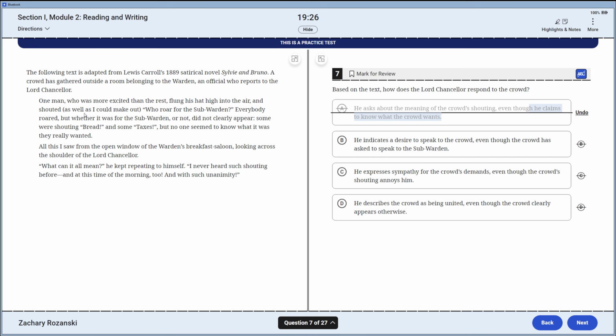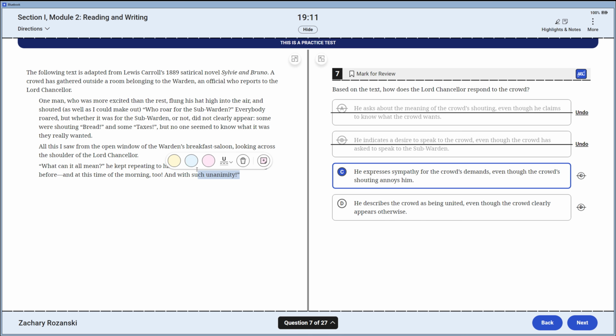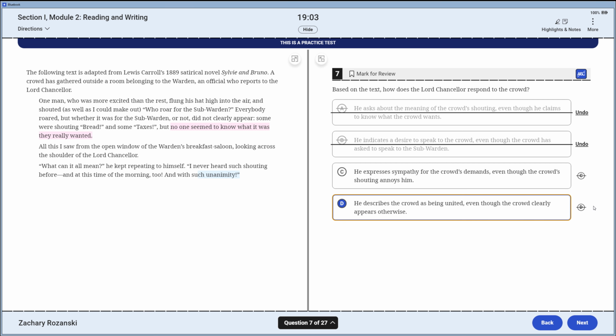Who are we talking about? Lord Chancellor. Shoulder of the Lord Chancellor. We have no idea that he wants to do that. It expresses sympathy for the crowd's demand, even though the crowd's shouting. What can it all mean? I've never heard it. Maybe. He describes the crowd as being united. Yes, true right there, even though the crowd clearly appears otherwise, but no one seemed to know what they really wanted. Yeah, I don't know if I could find a detail for C or not, but I find both entailments provided in D, so I'm going to pick it and move on.